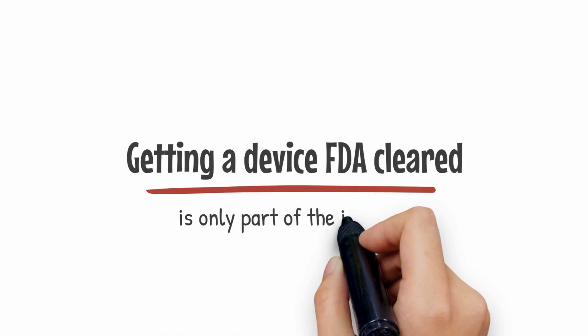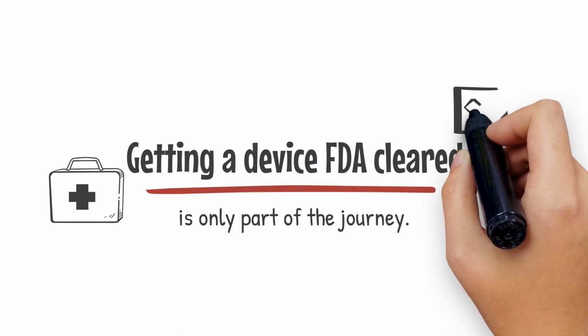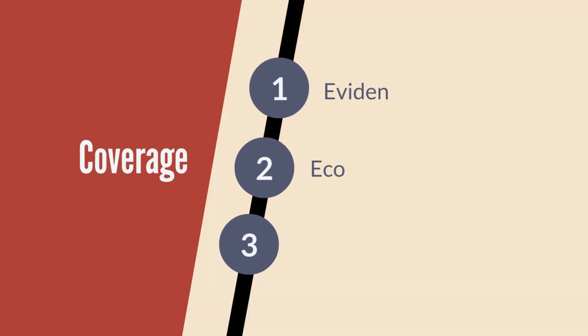So, what's the takeaway here? Getting a device FDA cleared is only part of the journey, just like we've talked about. The FDA says it's safe and effective, but payers want to know, is it worth paying for? Does it really improve outcomes? And will it replace something else or add cost? Coverage is about evidence, economics, and timing. And understanding how different payers make decisions is key to getting devices into patients' hands.